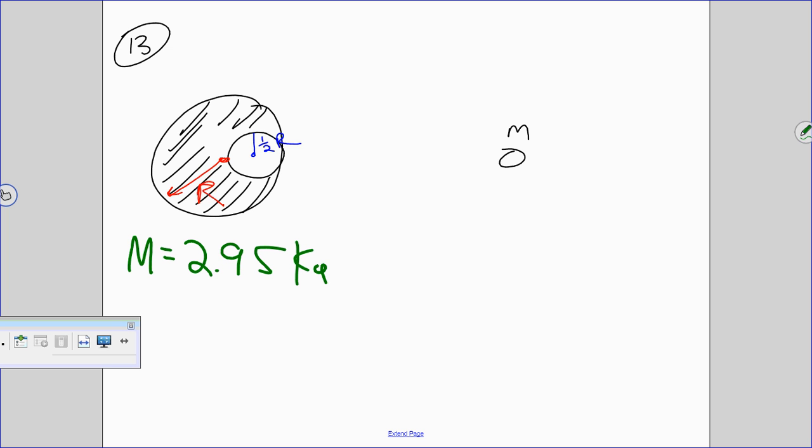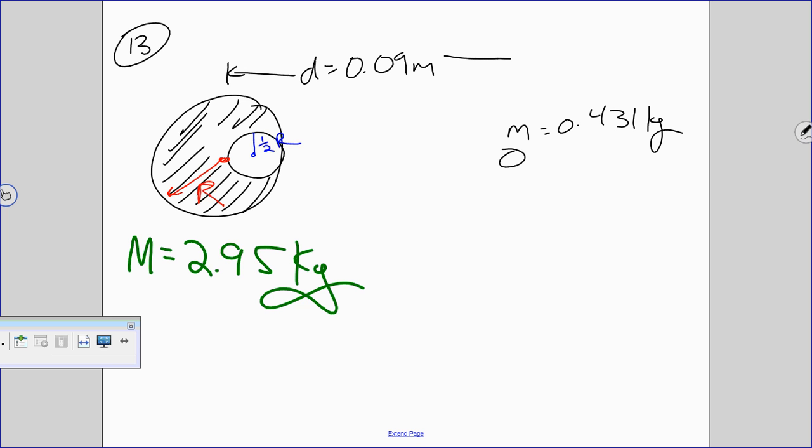All right, so M is the mass. Notice this is before the cutout, right? Okay. And then we know that this little mass over here is 0.431 kilograms. And I guess the last thing we know is that they are a distance of 9 centimeters apart. Is that what it says? 0.09 meters. Thank you, Tony.